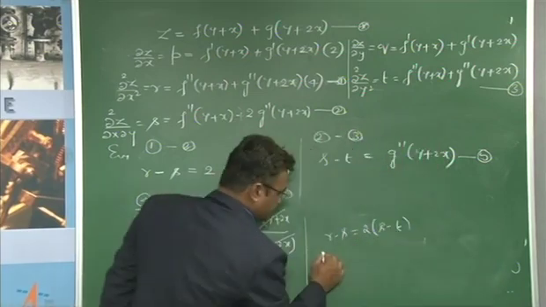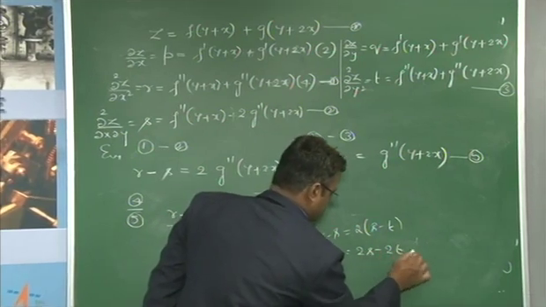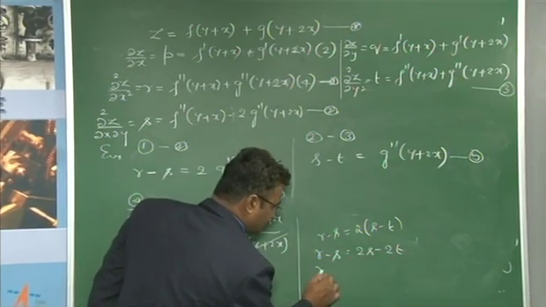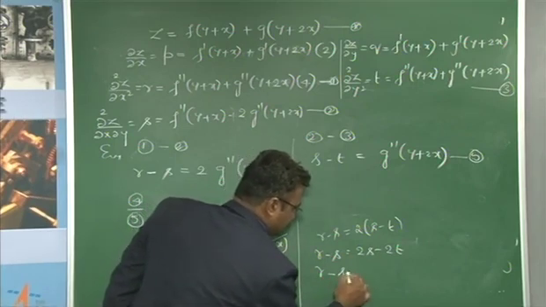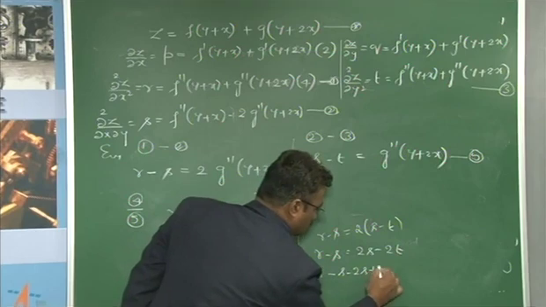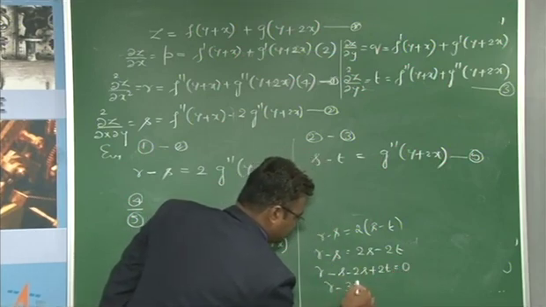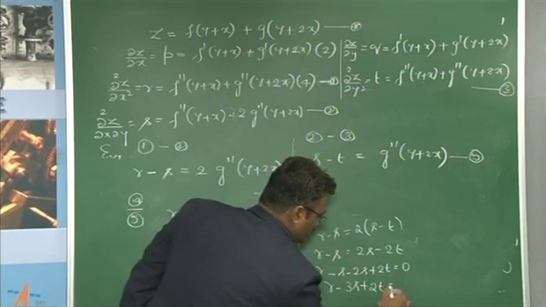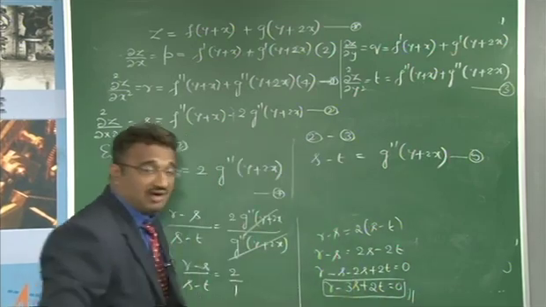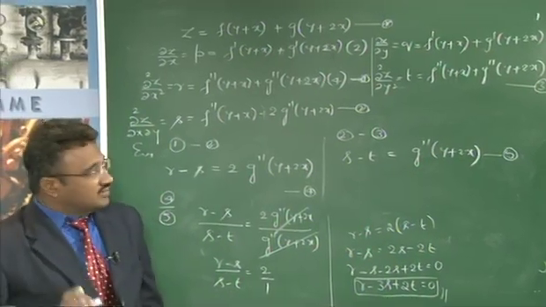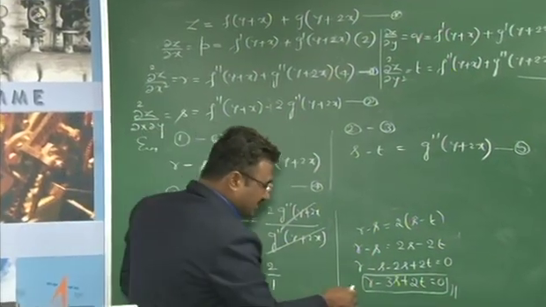For further simplification, r minus s equals 2s minus 2t. After rearranging, sending it to the other side, r minus s minus 2s plus 2t should be equal to 0. That is r minus 3s plus 2t equal to 0. This is the required PDE by eliminating arbitrary functions for a second order derivative. You can also keep the answer in this form.